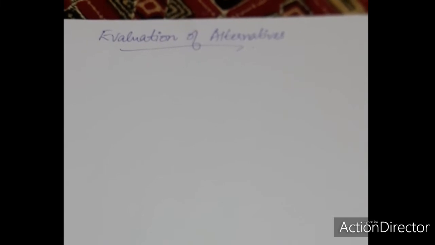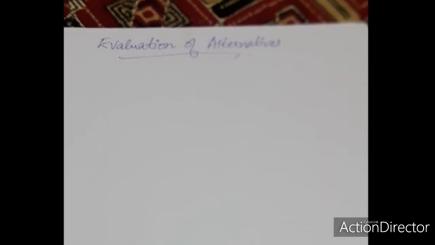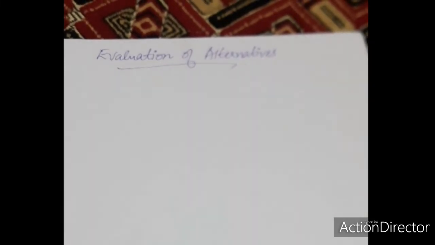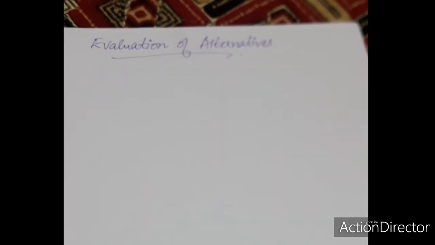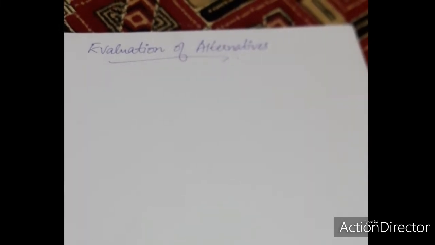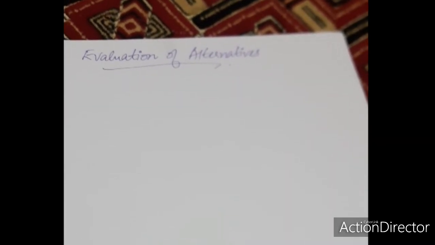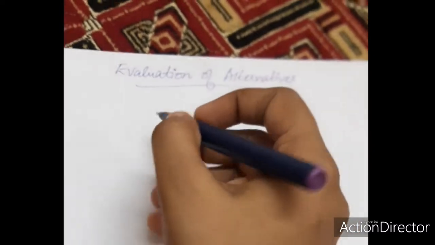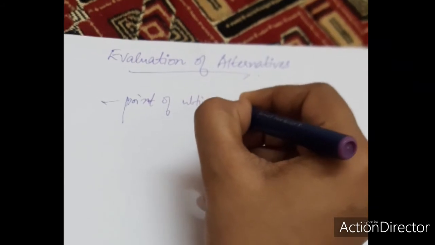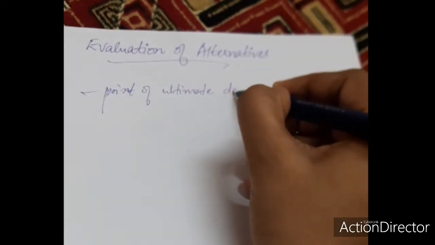Once an alternative has been found out, the next step in planning is to evaluate them and select the one that will best suit the present situation, or the one best alternative which will help us to attain our goal. Evaluation is required to select the best alternative for implementation. That is why we are doing evaluation. So evaluation of alternatives is a point of ultimate decision making.